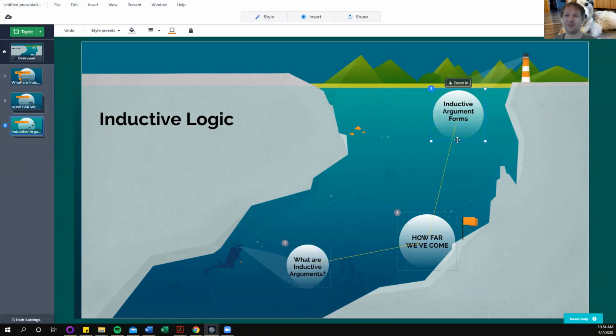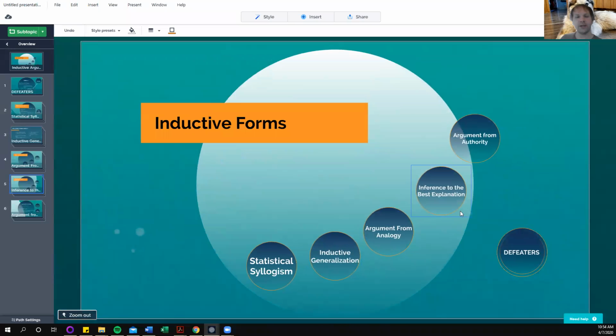All right, so we have all these inductive argument forms that we've covered so far, and we've looked at defeaters for each of them, both undercutting and rebutting defeaters. So we have statistical syllogism, inductive generalization, argument from analogy, and inference to the best explanation. Argument from authority will be the final argument that we cover.